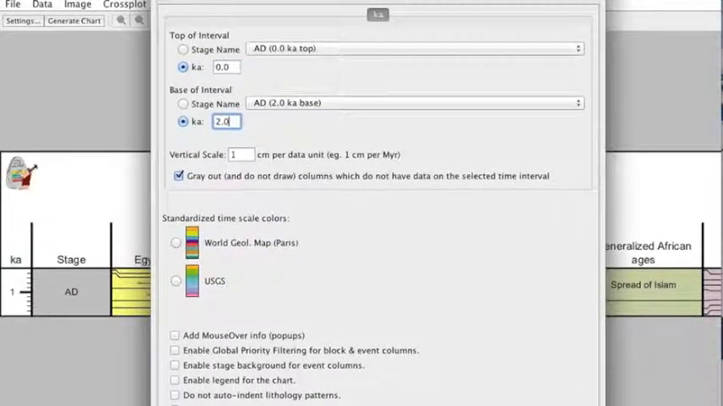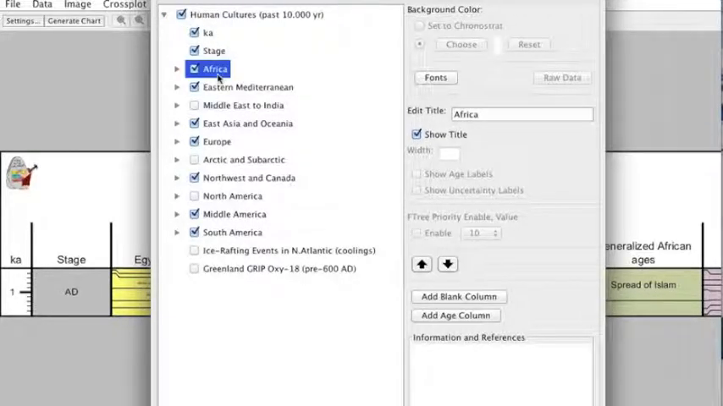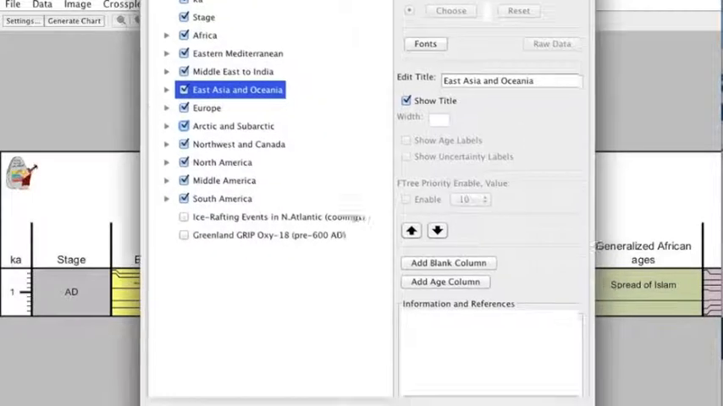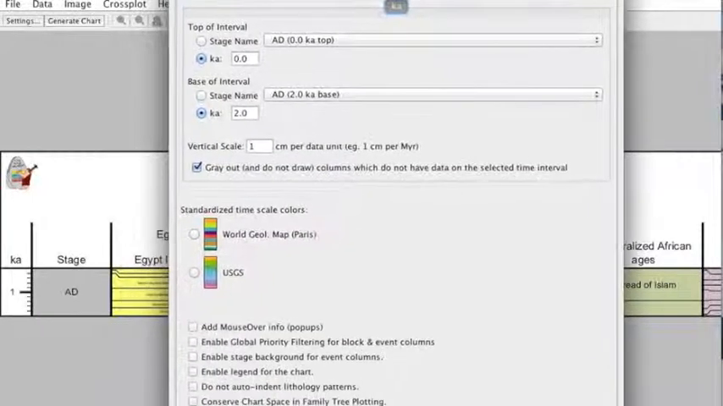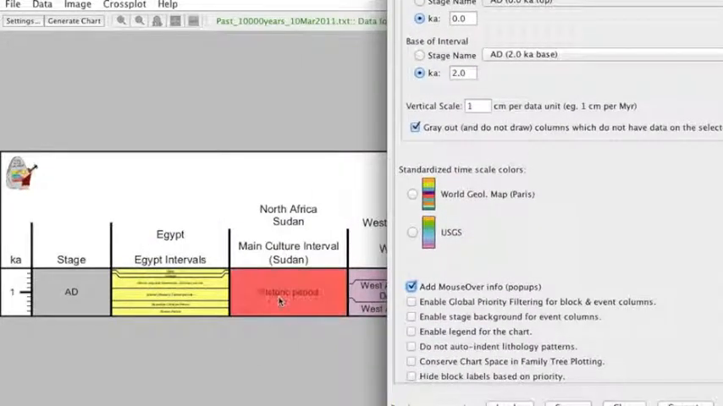Okay, and I want to see what cultures I want to see. So initially they are Africa, Europe, East Asia. So let's add North America, Middle East to India, and Arctic and subarctic too. And let's choose, we want to see information here. And as you can see, in our image you can see different colors.